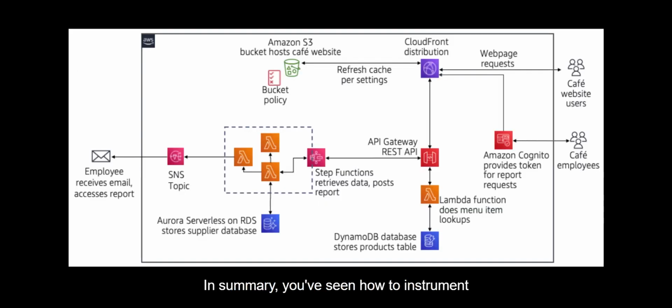In summary, you've seen how to instrument a distributed application to share trace data with X-Ray from Lambda, API Gateway, and Step Functions. You've also seen how X-Ray is able to create a service map of the application to deliver insights into the performance of the different parts of the application over different time frames. You've also seen how you can drill down into trace data to gain insights about your application's performance. That concludes this demonstration. Thanks for watching.